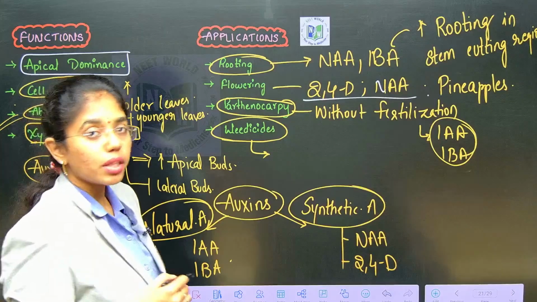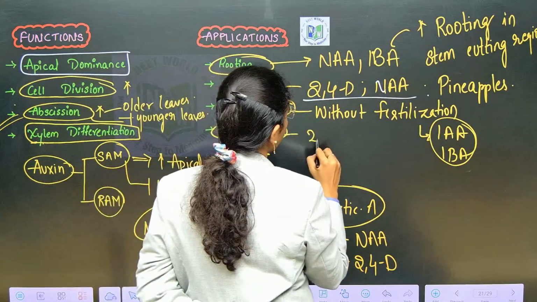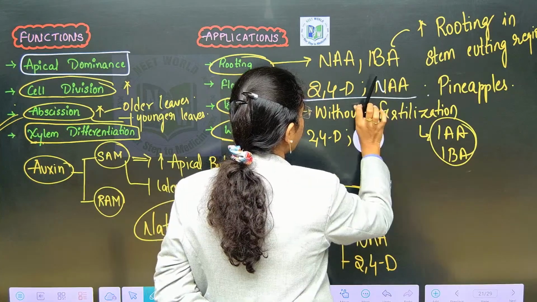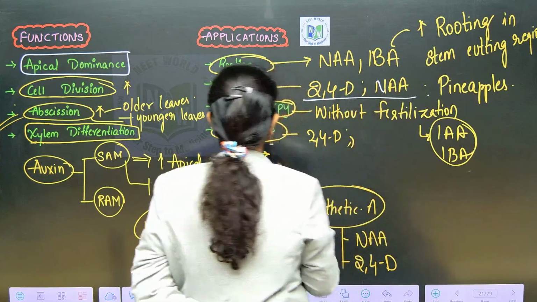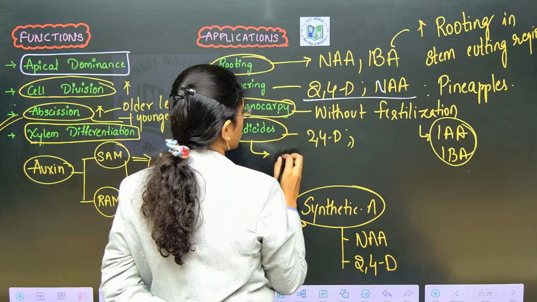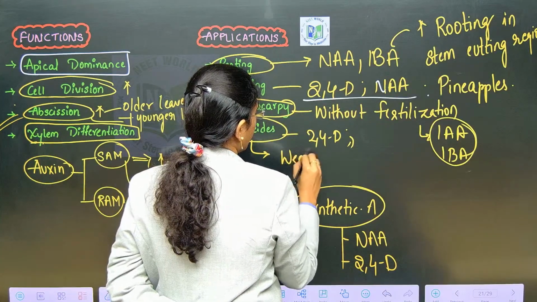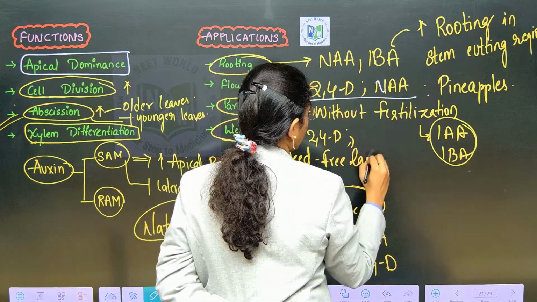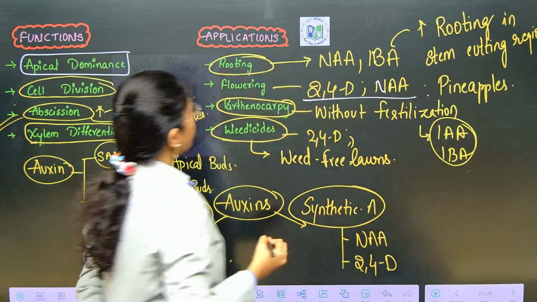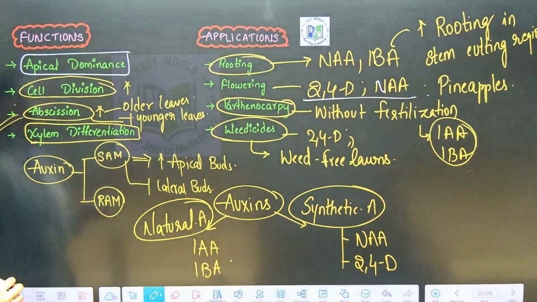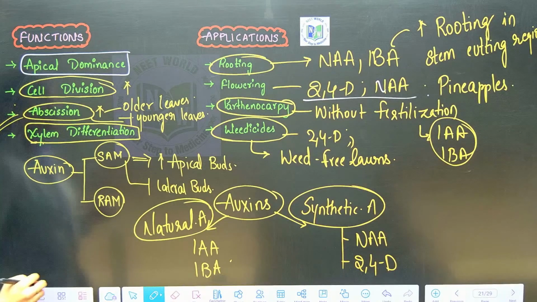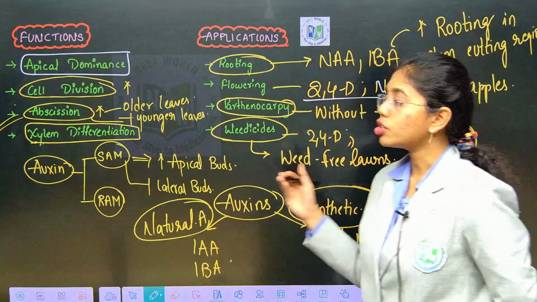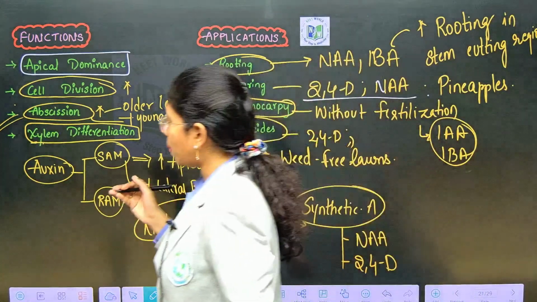Few of such synthetic auxins include 2,4-dichlorophenoxyacetic acid and 2,4,5-trichlorophenoxyacetic acid as well. Okay, so they act as weedicides and they produce weed-free lawns. Fine, clear till here? So functions include apical dominance, cell division, abscission of older parts of the plant, and prevention of abscission in the younger parts of the plant.